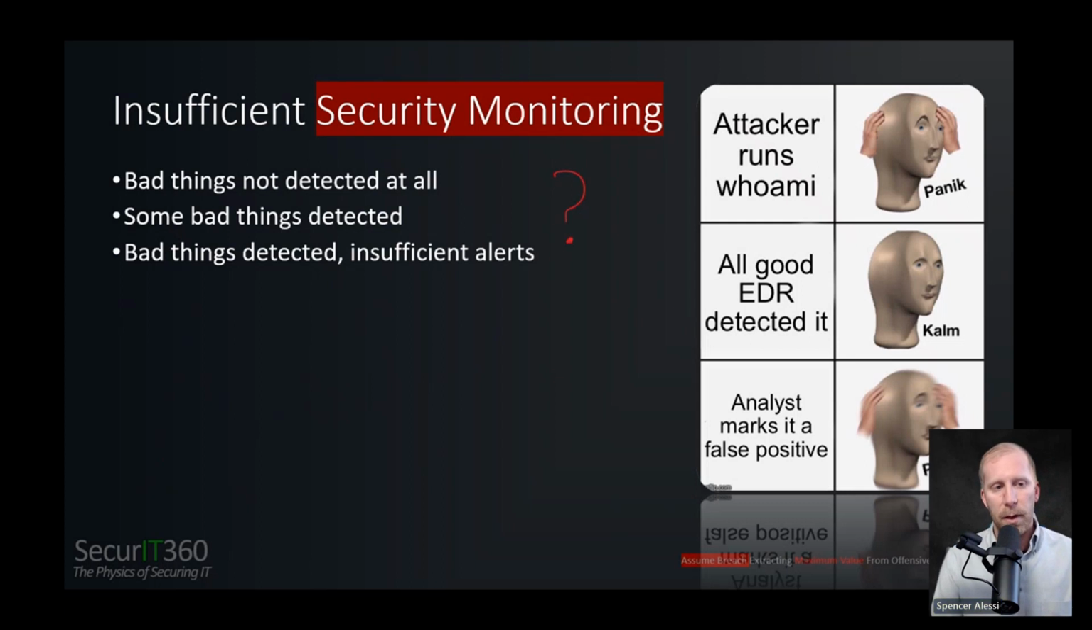Security monitoring. What we want to know when it comes to security monitoring is, are bad things detected at all? Are some of the bad things detected? And out of those bad things, are we getting the alerts that we want to see? Are those actionable alerts? Do they make sense? Do they give us an idea of where to go to look once we get that alert? So the important thing to know about the internal assume breach pen test process is we're going to be conducting attacks. We're going to be performing techniques that threat actors are going to be using.